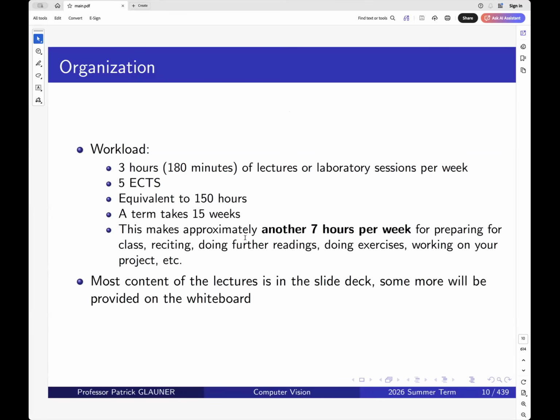So you should prepare for class, you need to do revisions and further exercises, and eventually work on your project. Most of the content that I cover is in the slide deck, but I will provide some additional notes on the whiteboard, which is online through my iPad, which can be screen shared. Not all the material on the slide deck will necessarily be discussed, but probably most of it, and some of the methods I may not present from the slide deck, but develop step by step on the whiteboard.